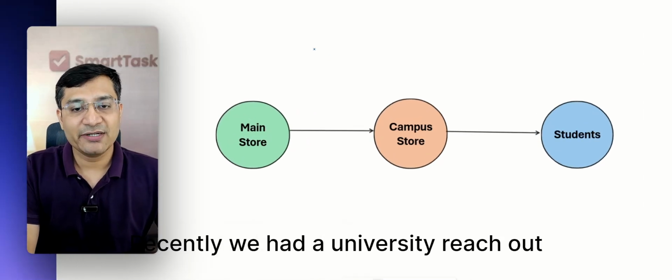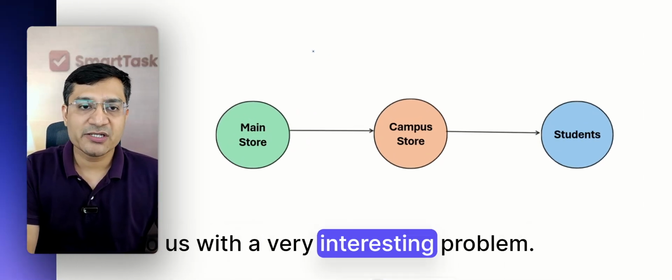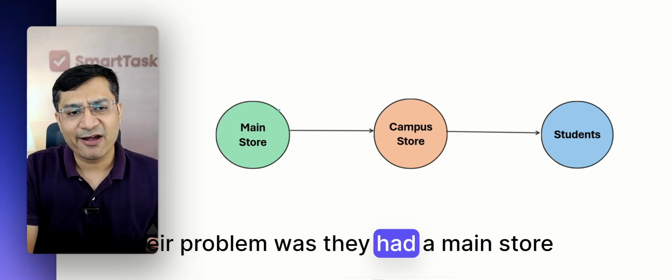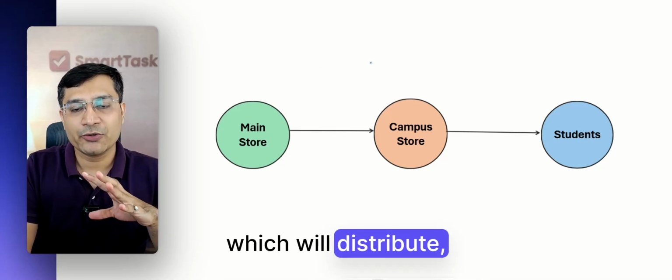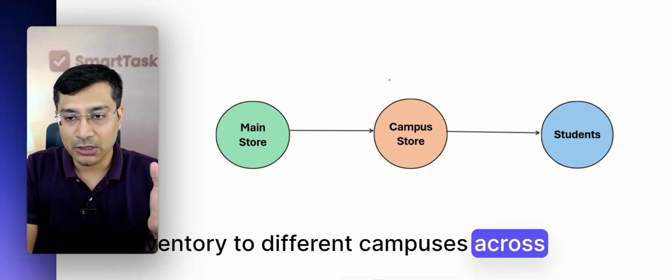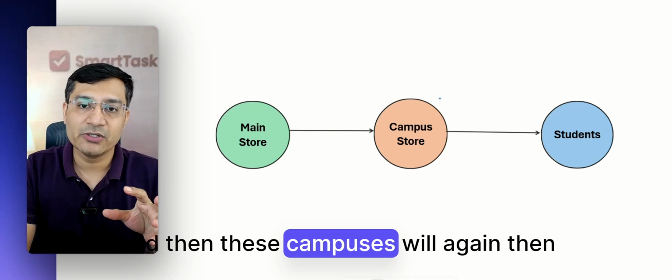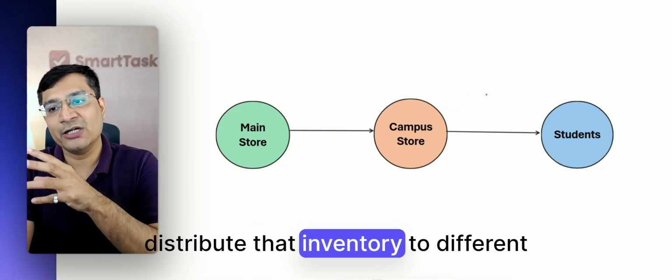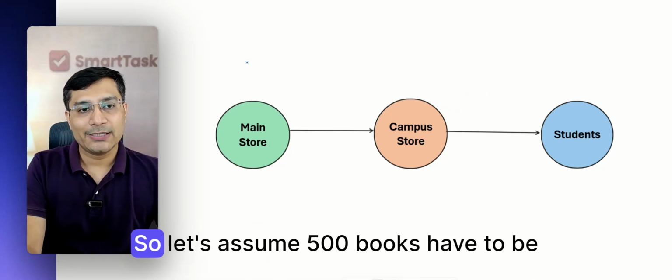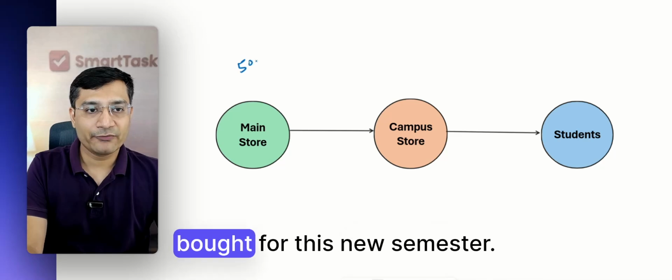Recently, we had a university reach out to us with a very interesting problem. Their problem was they had a main store which will distribute inventory to different campuses across India. And then these campuses will again then distribute that inventory to different students. So let's assume 500 books have to be bought for this new semester.